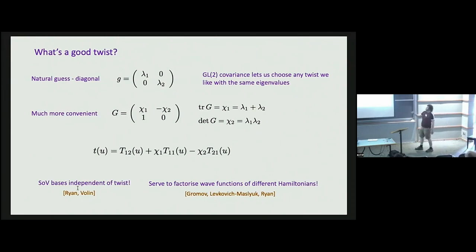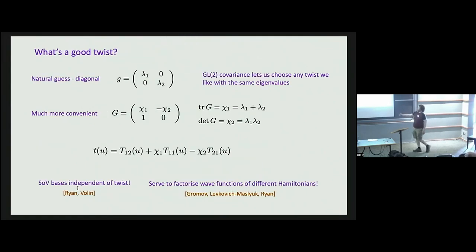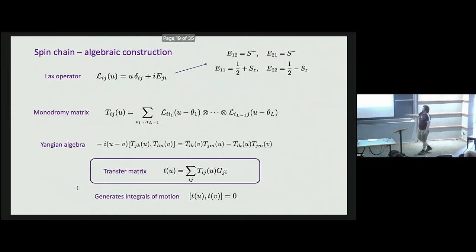So when you compute the transfer matrix explicitly using this twist, so I remind you the formula which was here, the sum over i and j of T_ij G_ji, you get the following expression. So you have T12, chi1 times T11, and chi2 times T21. So I need to stress that these T12, T11, and T21 are elements of the original monodromy matrix. So there's no twist in these guys.